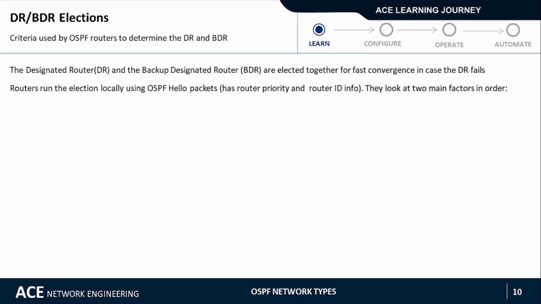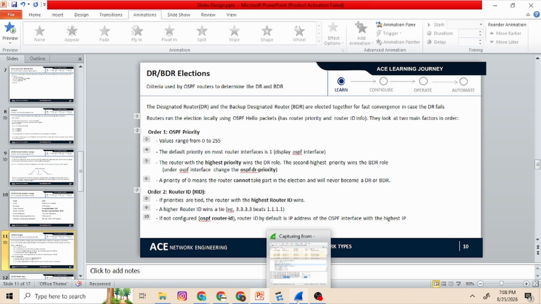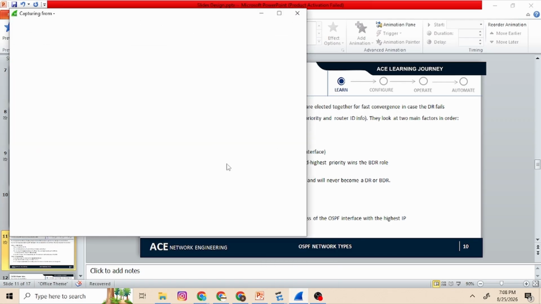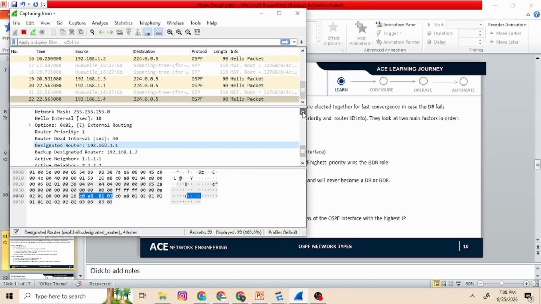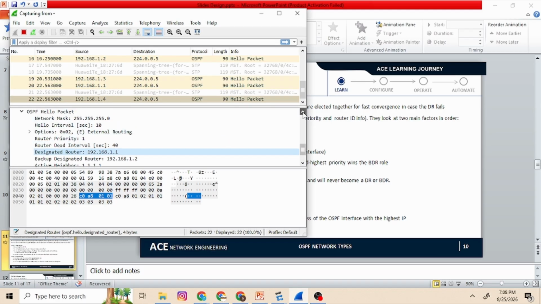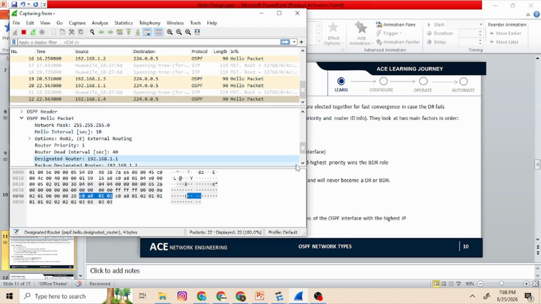So routers run the election locally using OSPF hello packet. So a hello packet will have priority and router ID information. Let's look at how that one looks like. We had a packet capture here earlier. This one we did so that we can also reduce convergence. We will reduce the number of times we have to wait for something to capture. So if you look, this is a hello packet, an OSPF hello packet.